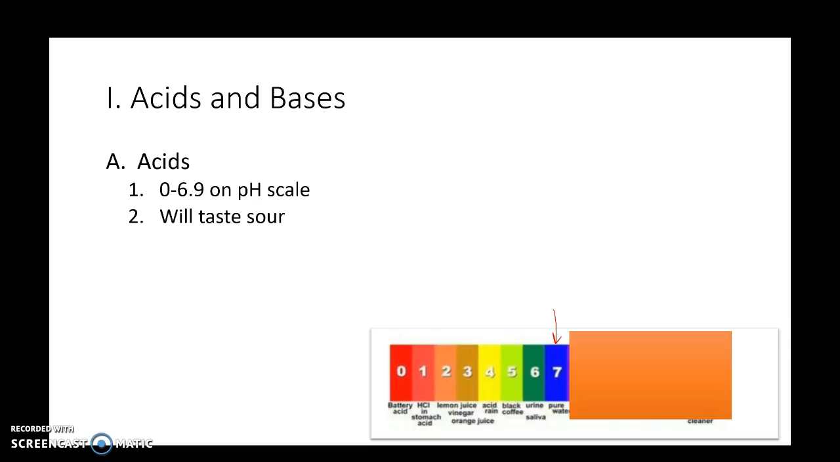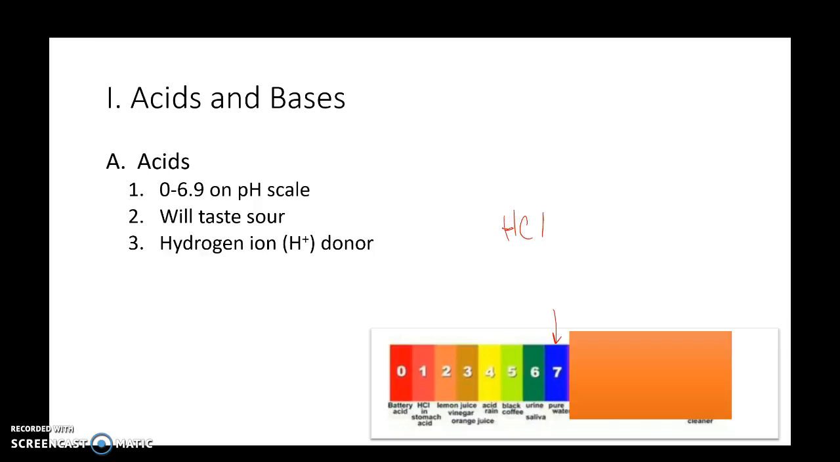If you taste an acid, it'll taste more sour. So things like lemons, limes, even soda is slightly acidic. So technically what an acid is, it's a hydrogen ion donor. So anytime for this class that we have an acid, it'll be hydrogen plus a non-metal. So let's take, for example, hydrochloric acid, which is HCl.